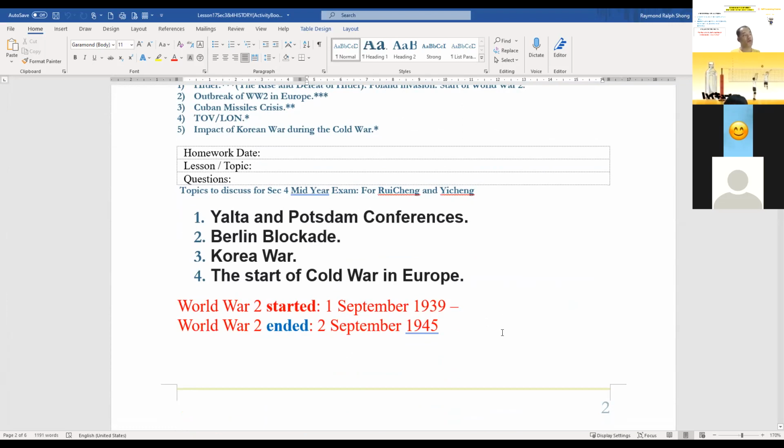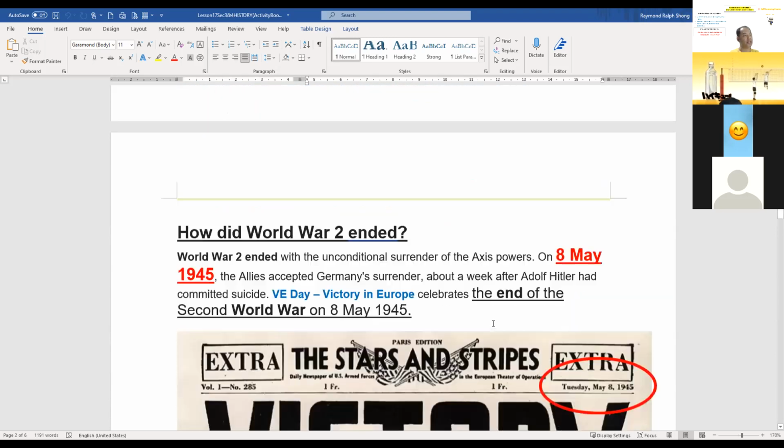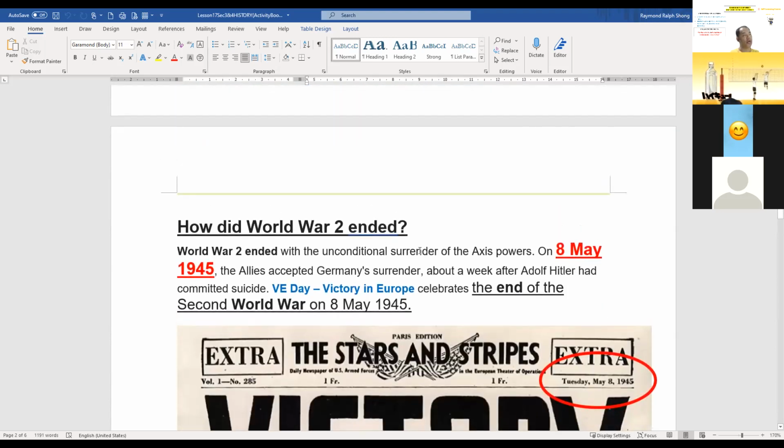So as we know, World War II started on 1st of September 1939 and ended on 2nd of September 1945. So it's like 6 years of this war. Okay, so it's very long. It's like now we are fighting COVID, coming to 2 years, really, 1 year plus. Hopefully it can end by this year. So, okay, let's move on to the next slide. How did World War II end?